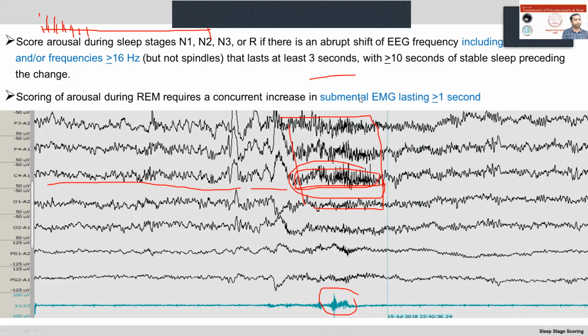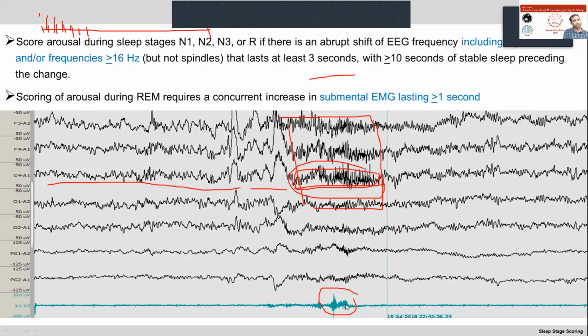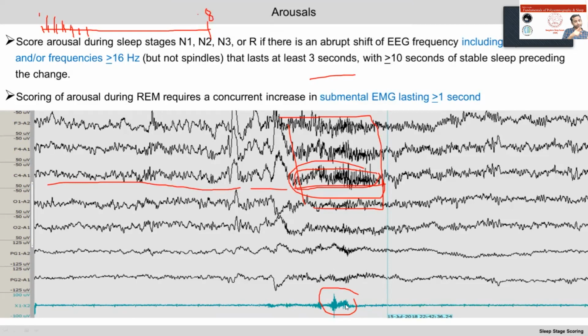During the REM stage, if there is an increase in high activity along with an increase in EMG, that is arousal. But if there is no increase in EMG, that is not called arousal. In non-REM sleep, if EMG is increased, that is okay, and even if there is no increase in EMG, you can mark it as arousal. But in REM sleep, if there is a shift towards beta and gamma and no EMG activity, it is not called arousal. For arousal in REM sleep, you need at least 1 second of increased activity.